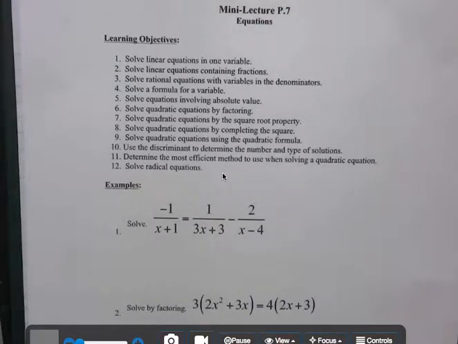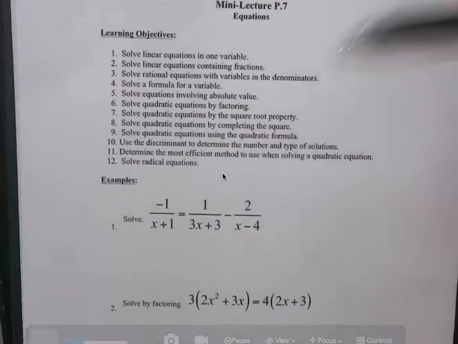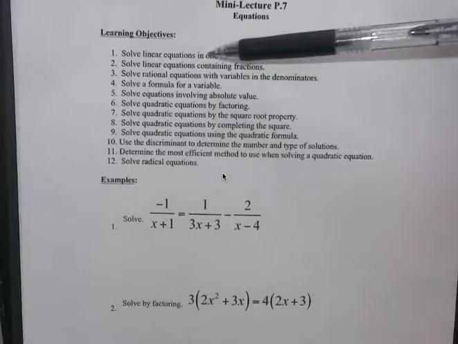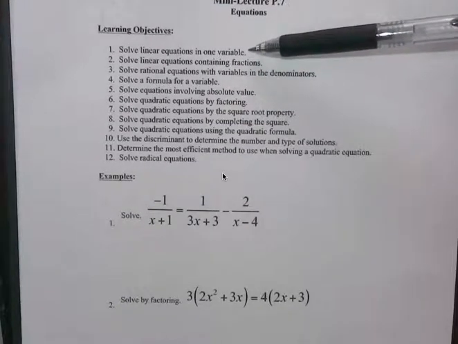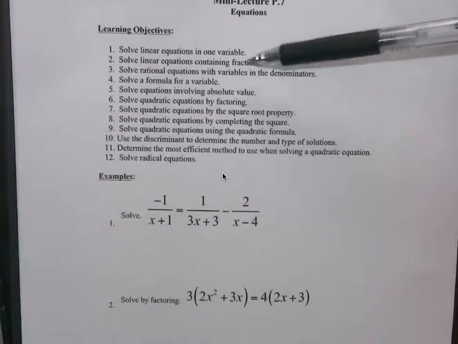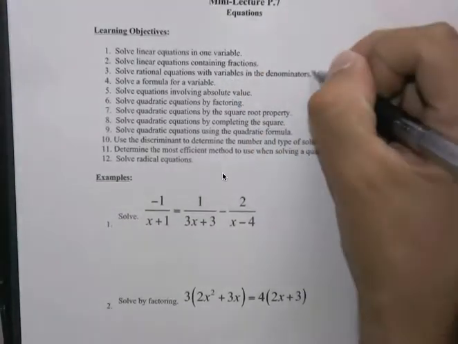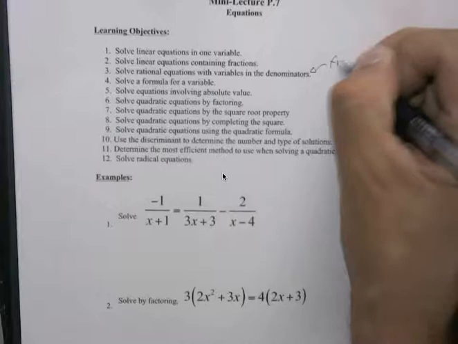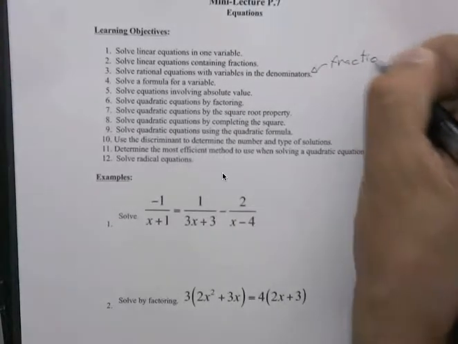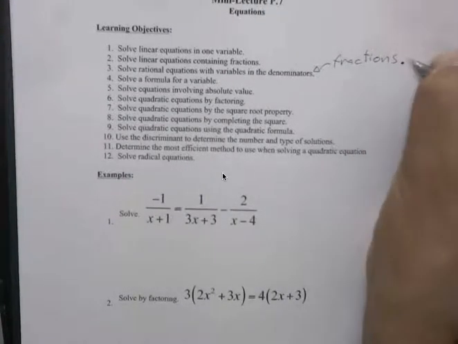With section 7, we're working with lots of equations. We'll see linear equations come back again from algebra 1 and algebra 2 with one variable, with fractions, and rational equations with variables in the denominator. So this will be dealing with fractions also. Don't get intimidated. We can get through that.